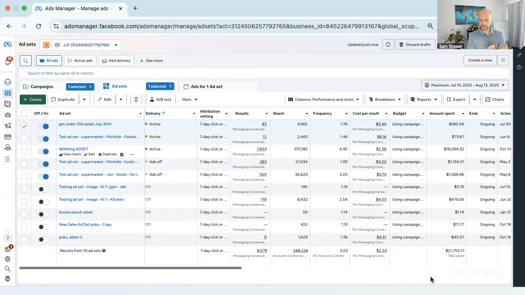But the signal needs to be strong enough to make that call. If you're going on gut feel, and this is something I have to train clients on all the time, I had a client message me yesterday. He's like, "Oh, I'm feeling like over the last few days, the quality is lower."